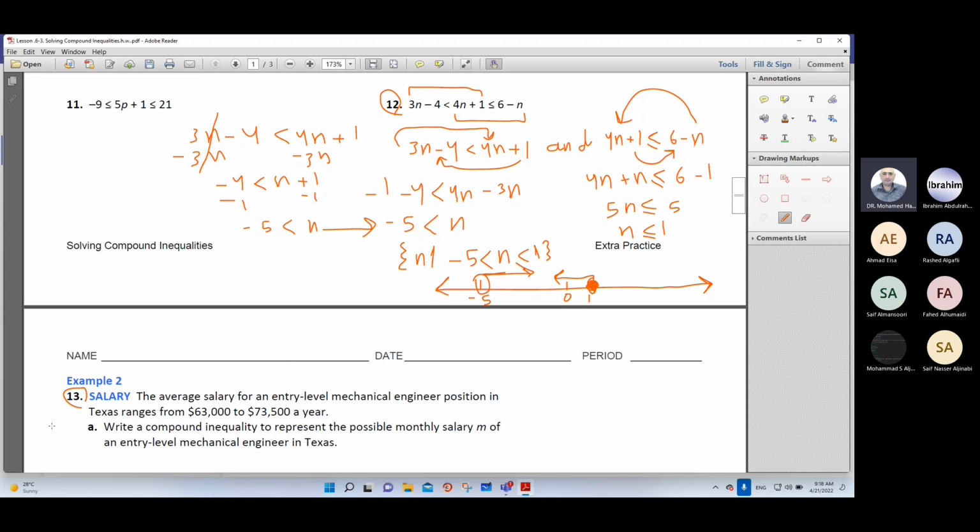I want all students to read it again. Then try to solve it. Try to write compound inequality. Send me your solution in the chat. Start, please. Okay, it's up to you.